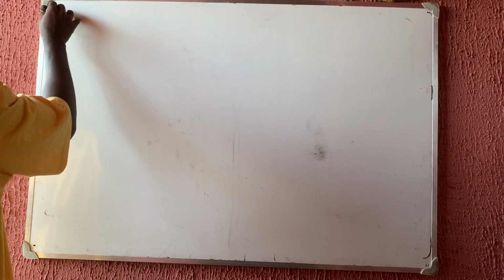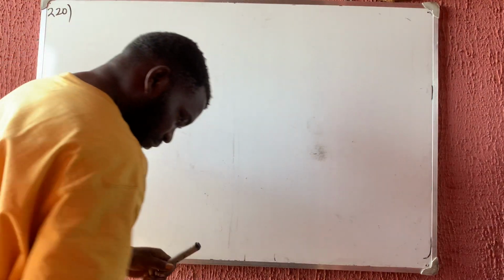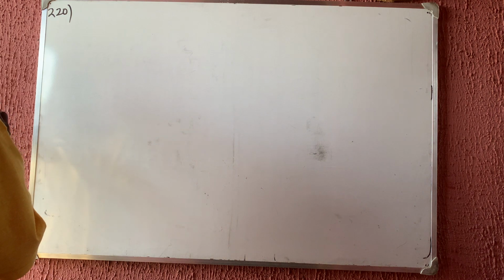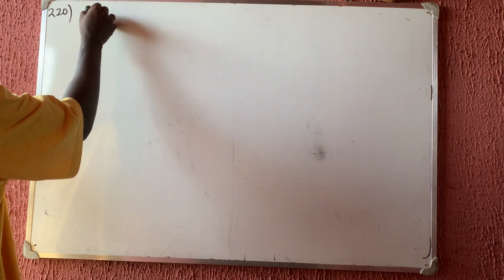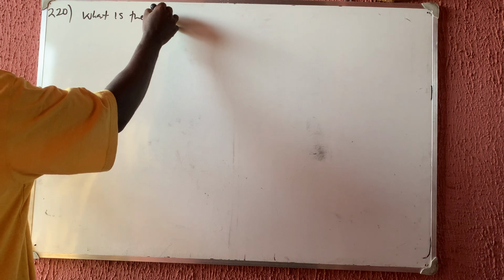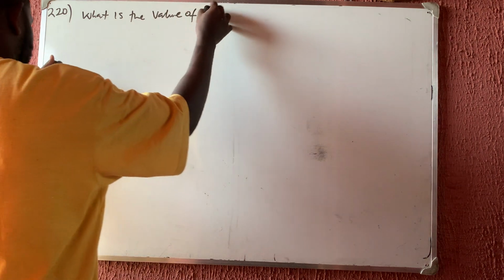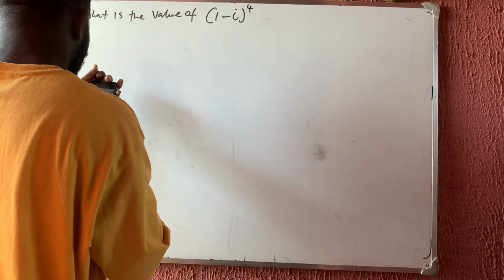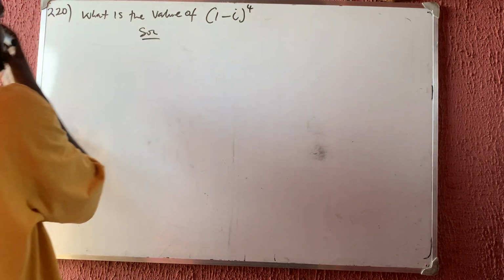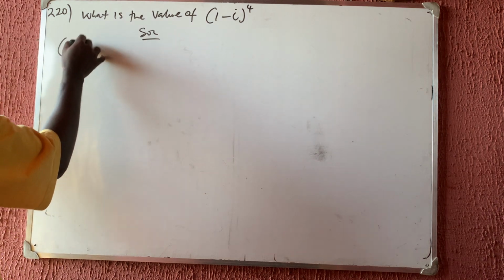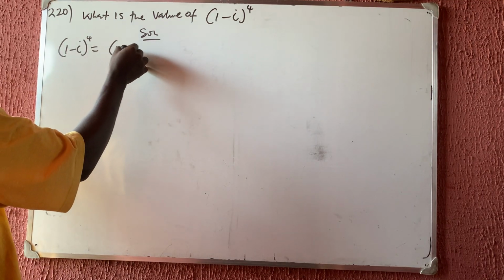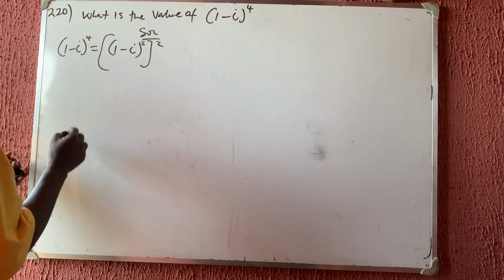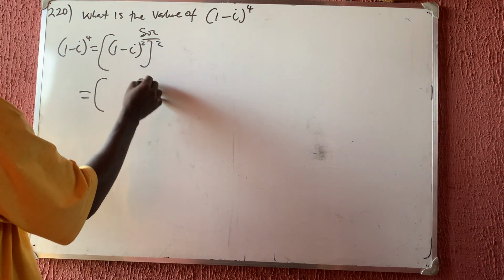Question number 220 said, what is the value of 1 minus i raised to power 4? Solution. I can decide to say that 1 minus i raised to power 4 is the same as saying 1 minus i all squared, then raised to power another 2, if I don't want to use polar form to solve it.